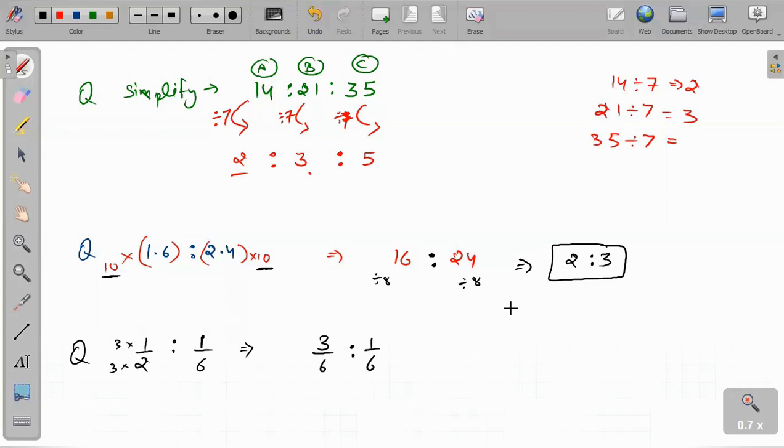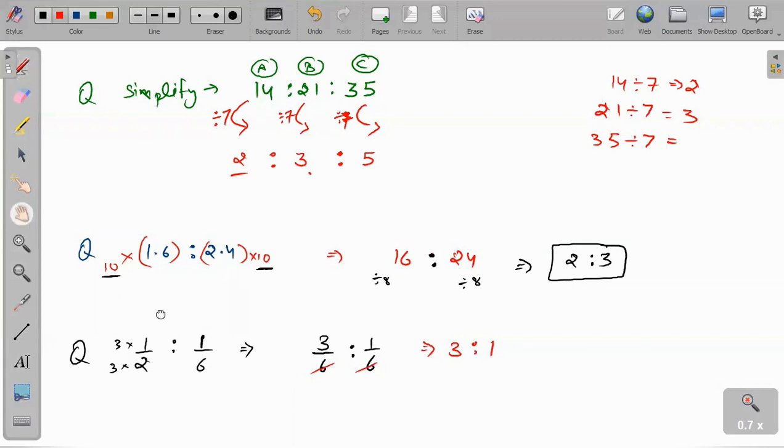What will be the next step? Just divide it, or change it to decimals? No, that will make it complicated. If the denominators are the same, you can cut out the denominators, and you will get your answer, 3:1. Perfect. This is just simple. Got it or not? Got it.